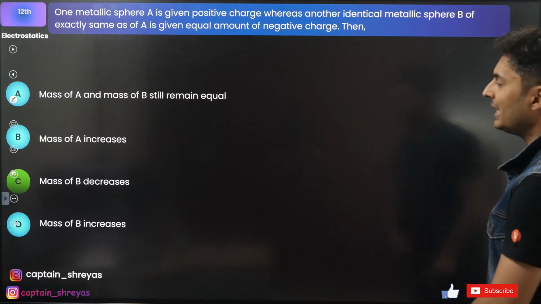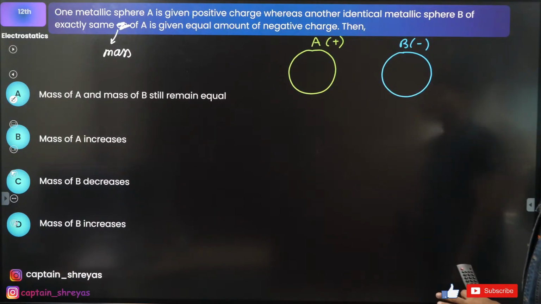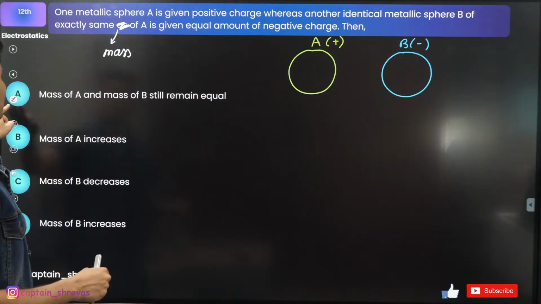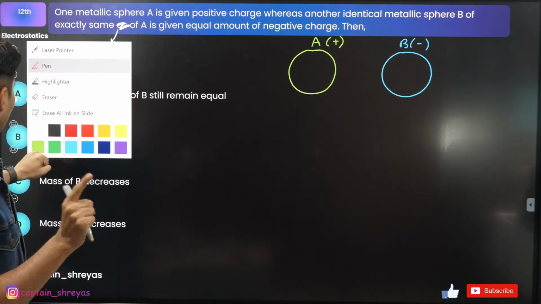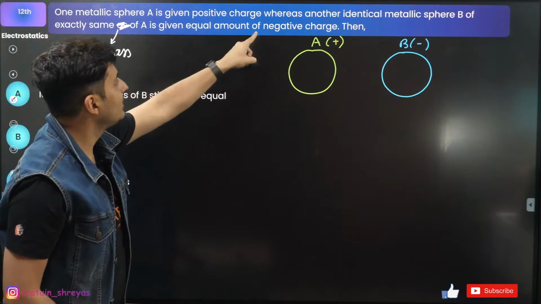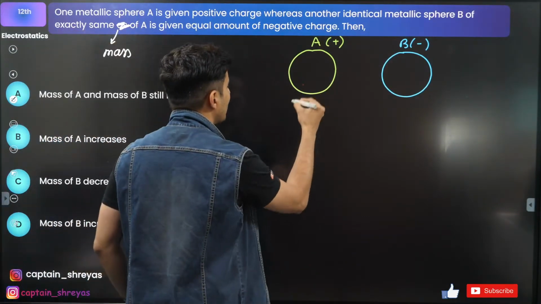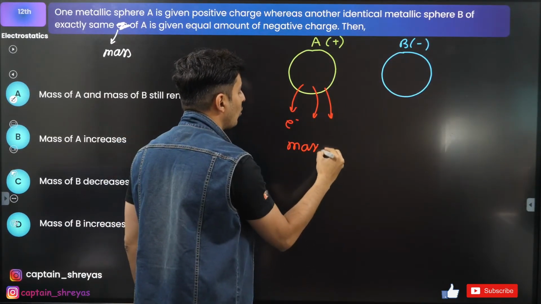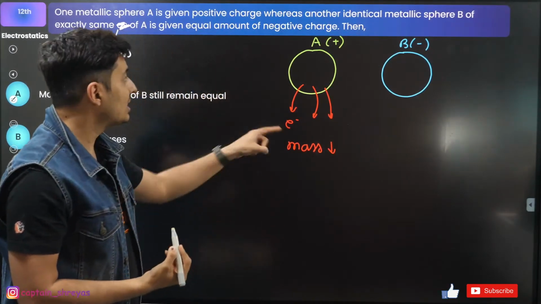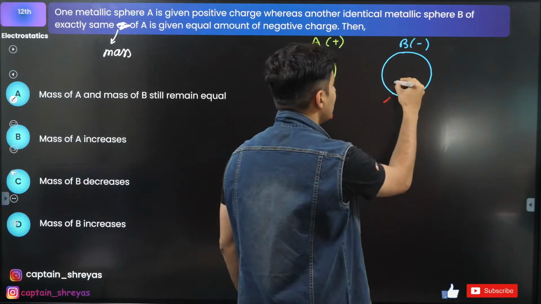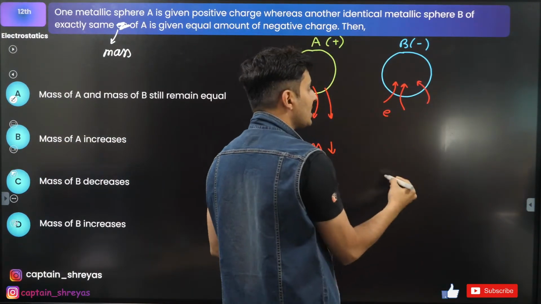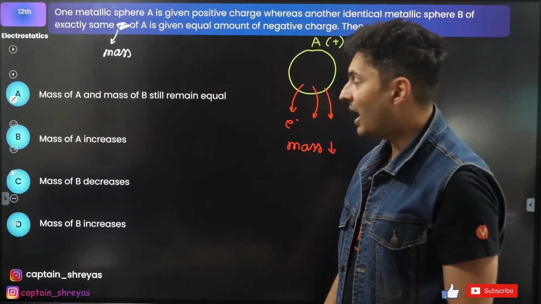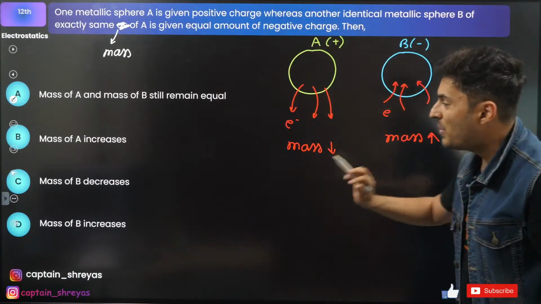Mass of B will decrease, sorry, I think it should be exactly the opposite way. Mass of A will decrease, actually. I'll tell you what exactly will happen. A is given positive charge, which means electrons have been taken out. Electrons are taken out, so the mass will reduce. That's why the positive charge has come. If B has got negative charges, that means electrons are added onto it, so the mass should actually increase. So option B is correct.